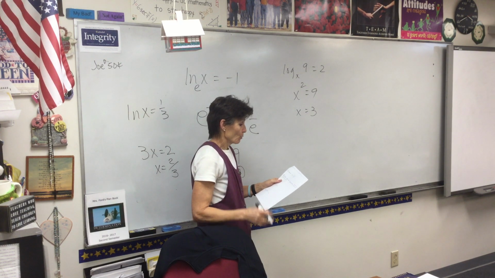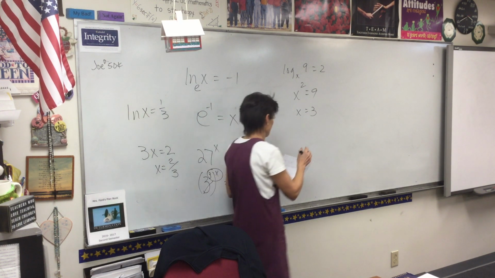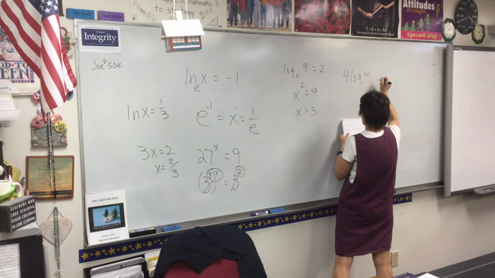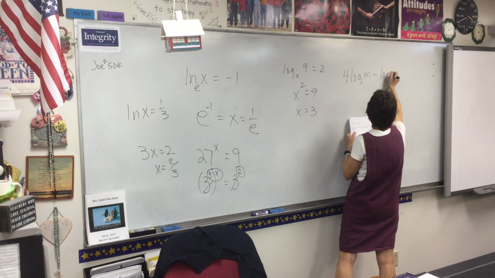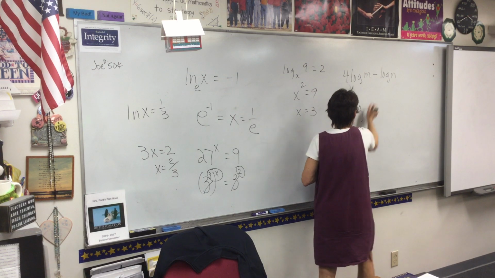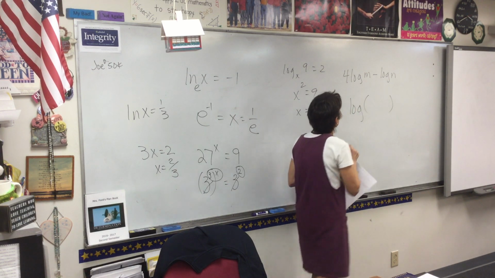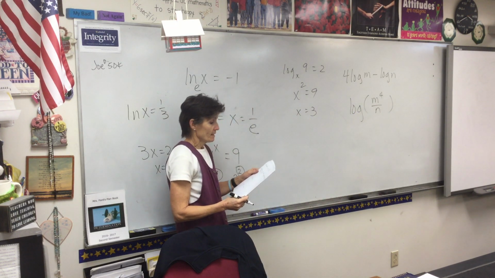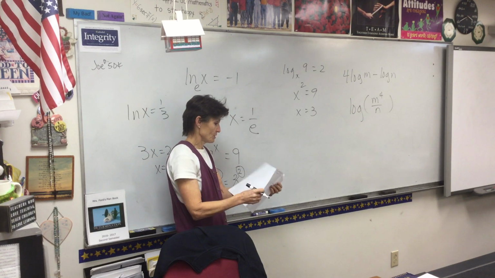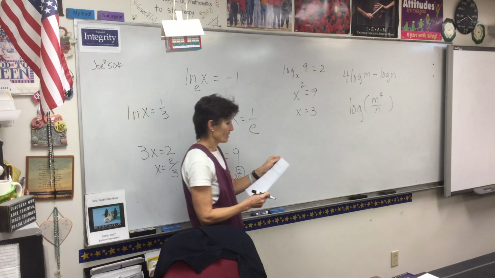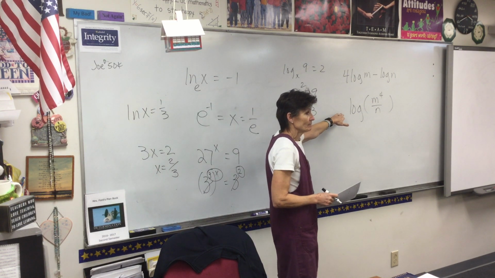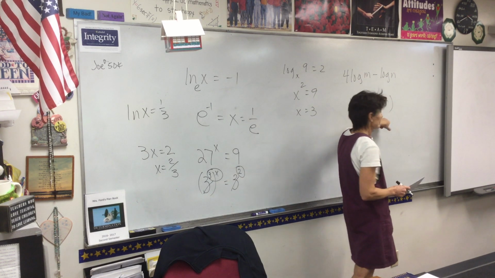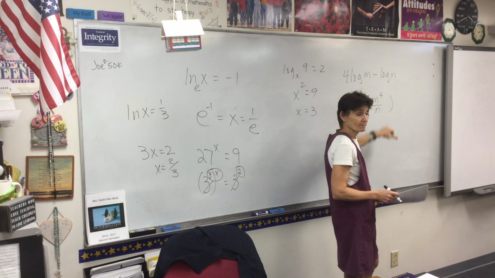Number 5, write as a single logarithm. I'm doing 5. So I'm gonna write one logarithm: m to the 4th over n. Beautiful. Is that okay with everybody? Yes. Remember, a number out in front becomes an exponent. The minus becomes a division. We've done that a couple times already today.